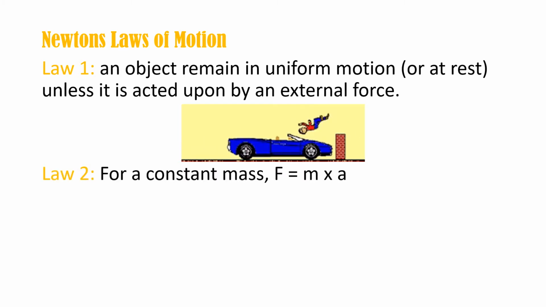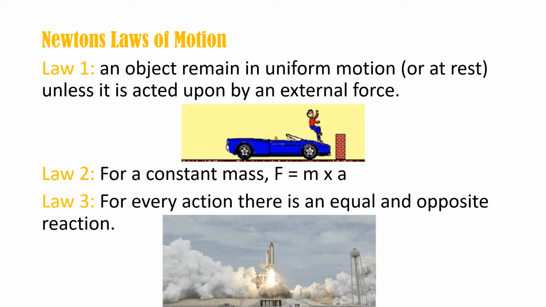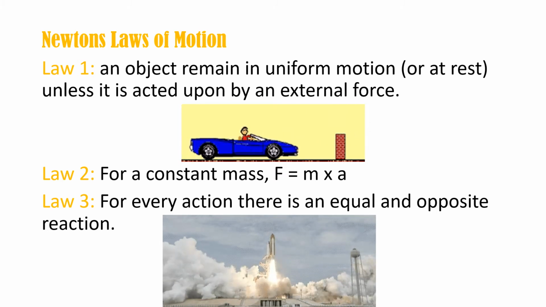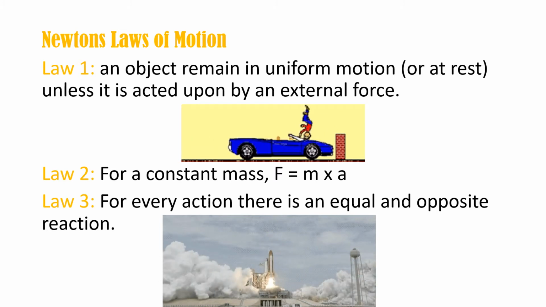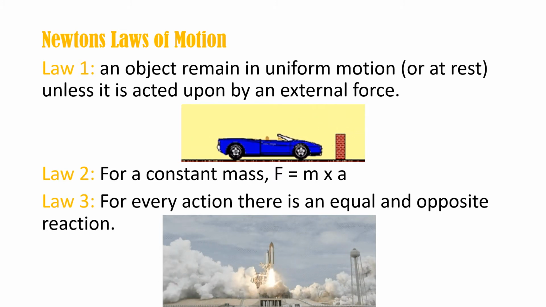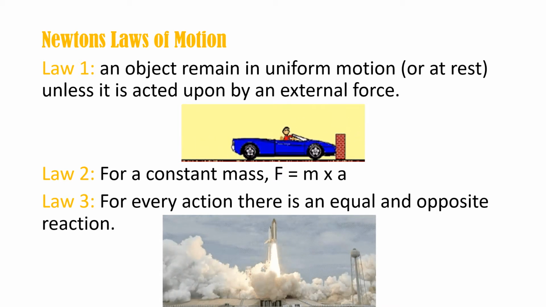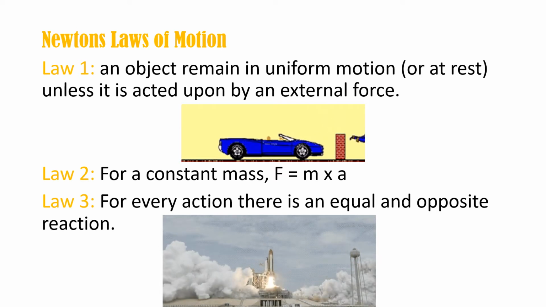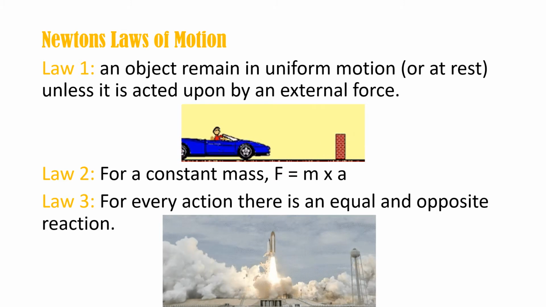Law 2, for any constant mass, force is going to be mass times acceleration. This one we're going to come back to several times today, so it's important that we know that one. And then law 3, for every action, there is an equal and opposite reaction. So that, for example, with our space shuttle there, it's got a chemical reaction occurring so that it forces the propulsion, forces out the back, which propels the rocket up. So that's the equal and opposite reaction. All right, it's pushing down, so the opposite reaction is the ship gets pushed up.